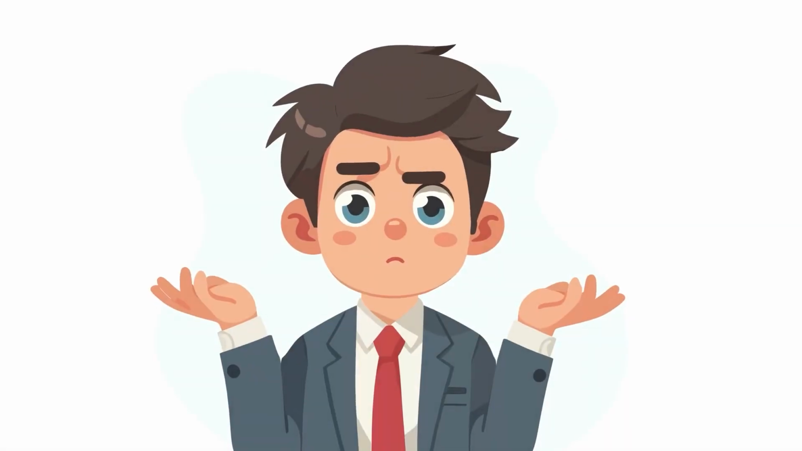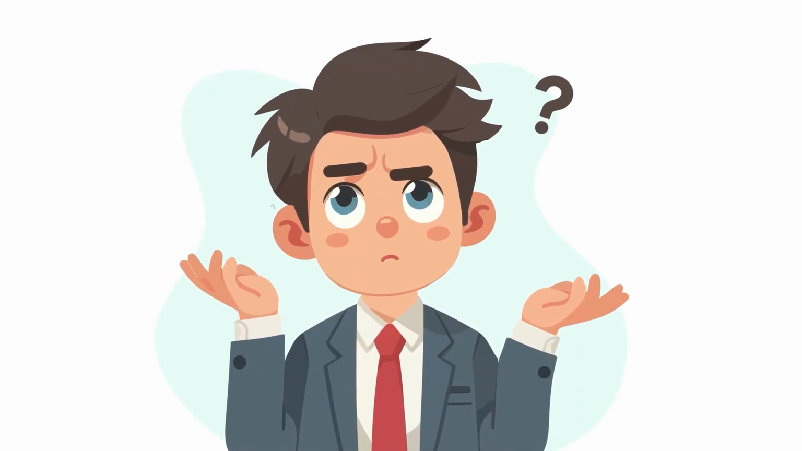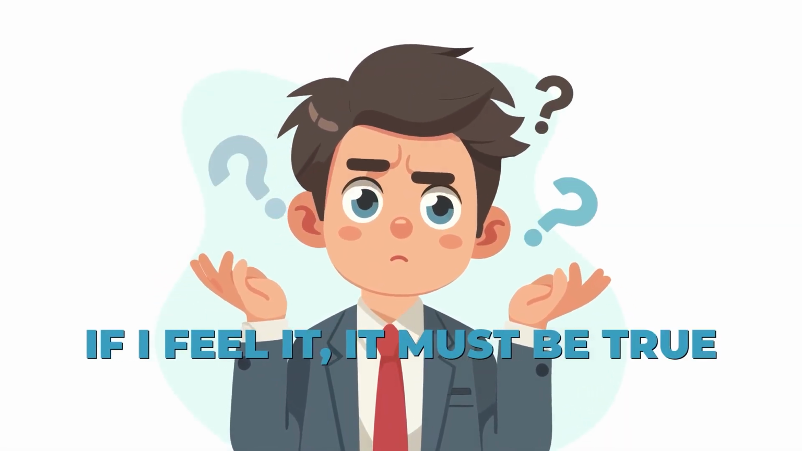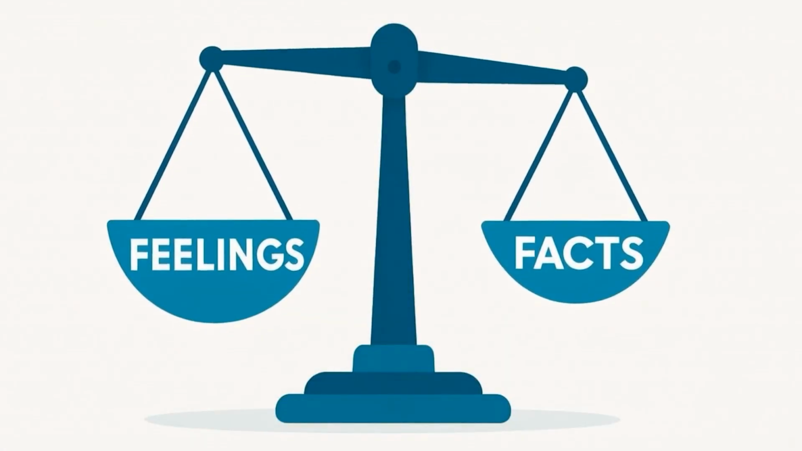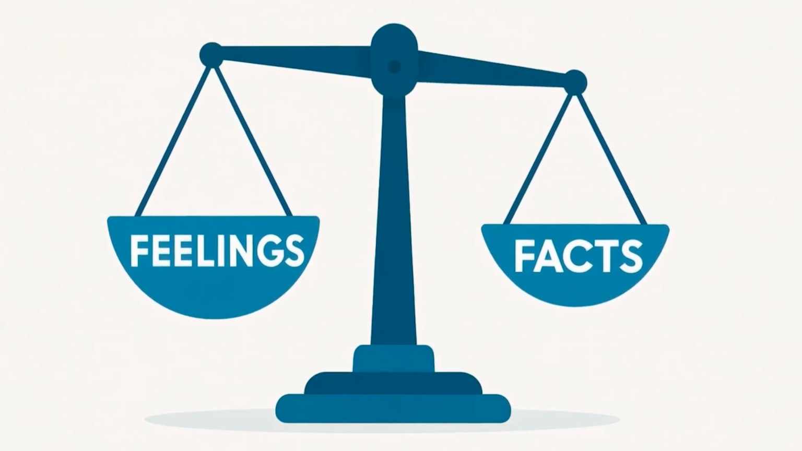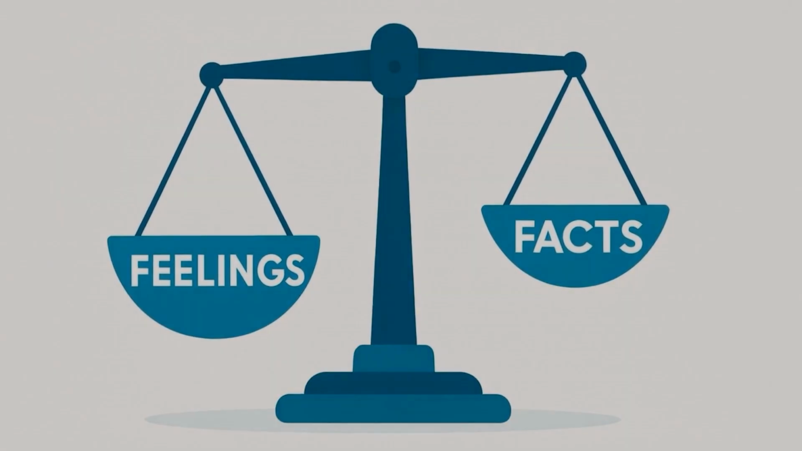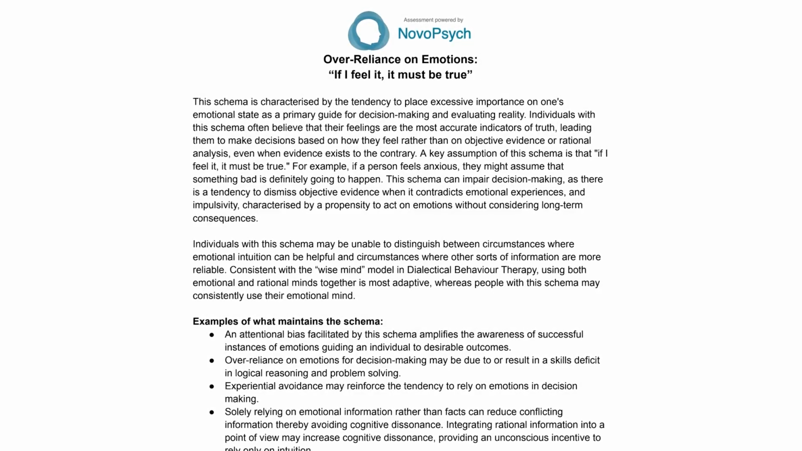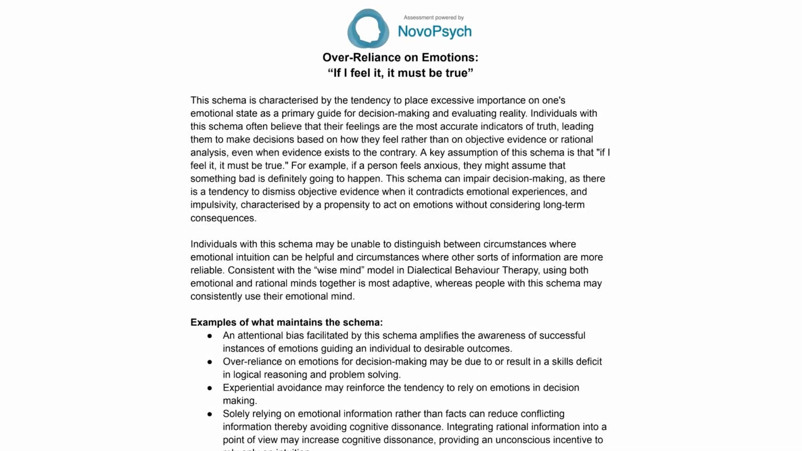Let's make this real with an example of a new schema included in the MSS, the over-reliance on emotions schema. This is basically the core belief behind emotional reasoning, the classic "if I feel it, it must be true" thinking. People characterized by this schema often believe that their feelings are the most accurate indicators of truth, leading them to ignore evidence to the contrary. This is something, as clinicians, we see constantly in CBT and DBT, and now we finally have a schema that directly measures this tendency. That's a big clinical step forward.